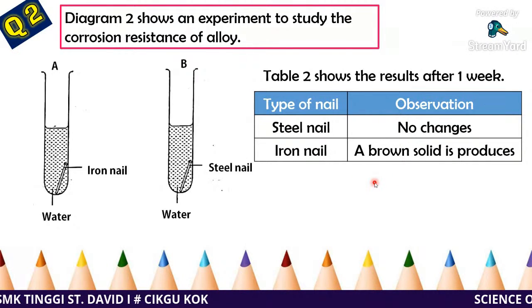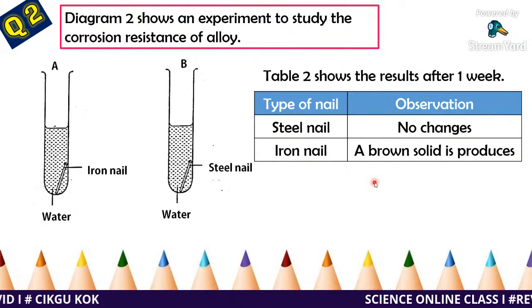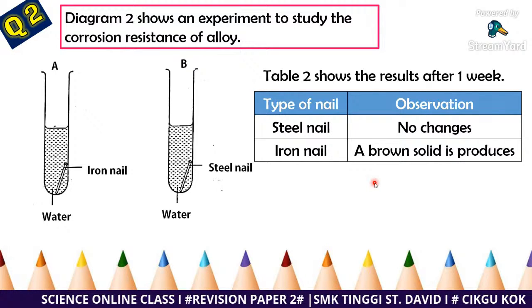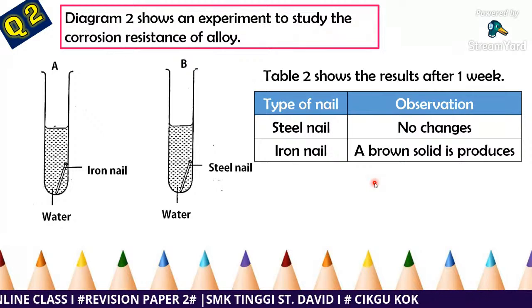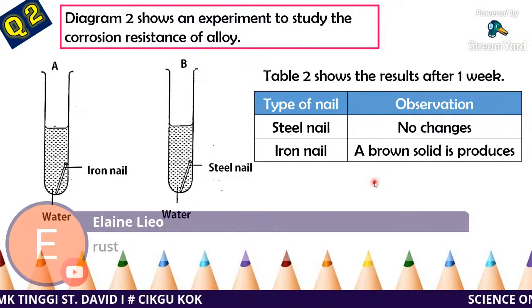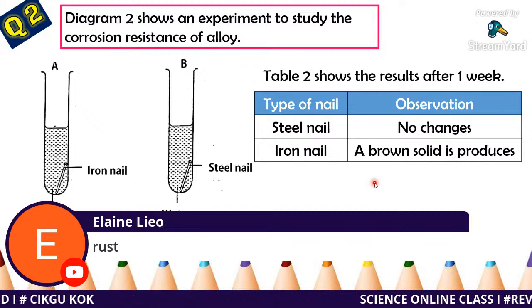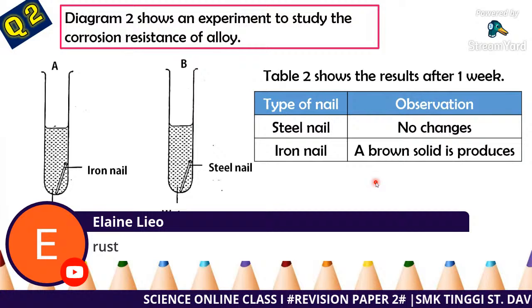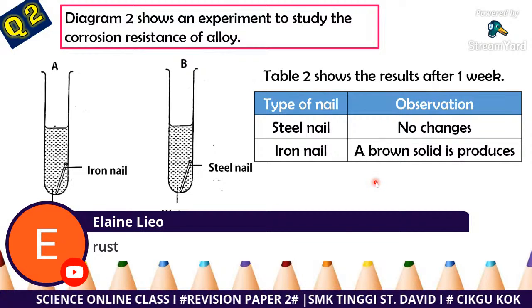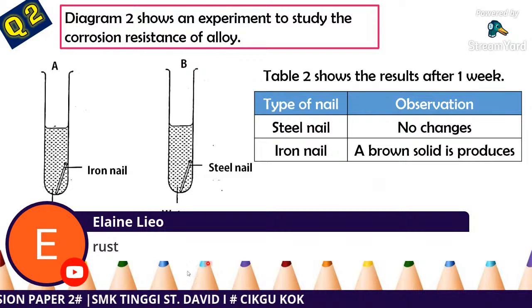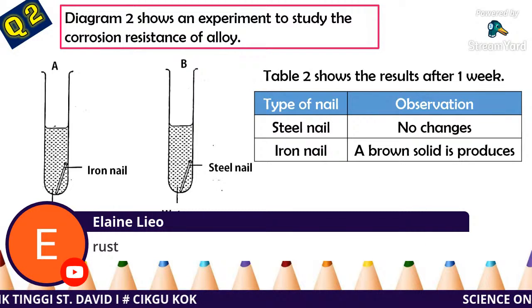Okay, again, Elaine is the first one. Do the others have any comment besides this one question? Besides the answer? Okay, so I just pin the answer for Elaine. The brown solid produced is actually rust. Okay, rusty, also correct. So this one means rust. Okay, so we continue to the following question.